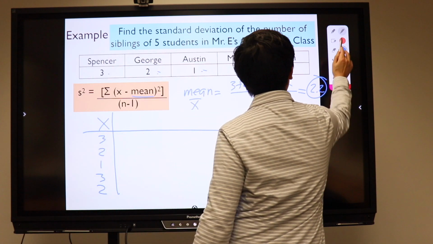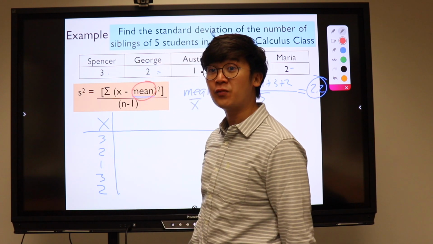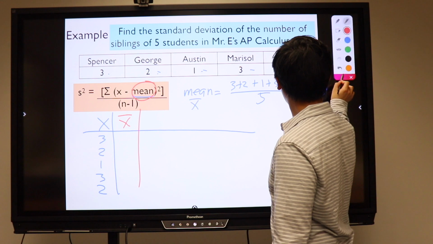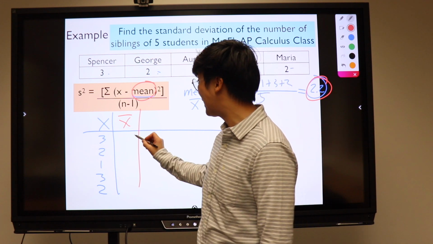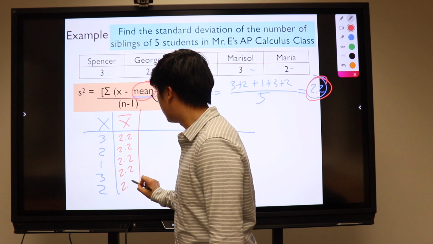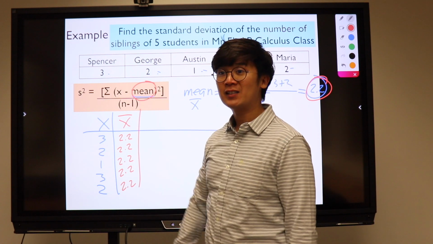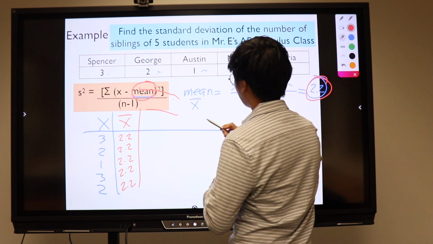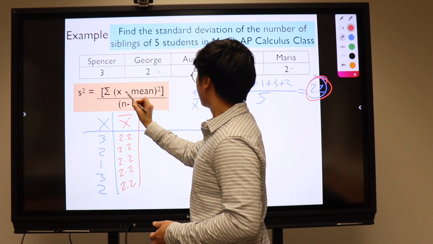Now, in the formula, we need to use the mean as well. So we have the x. Now, let's find the mean. We already computed the mean, and it is 2.2. So all you need to do is to plug in the mean in your mean column: 2.2, 2.2, 2.2, 2.2, 2.2. So now that we have these two columns, let's start using the formula. And in the formula, we need to find this.